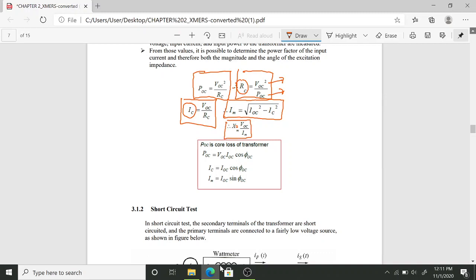Remember, P open circuit is the core loss of the transformer. So P open circuit equals this formula, IC equals this one, and IM equals this formula. So you can use these formulas for IC and XM to get this.